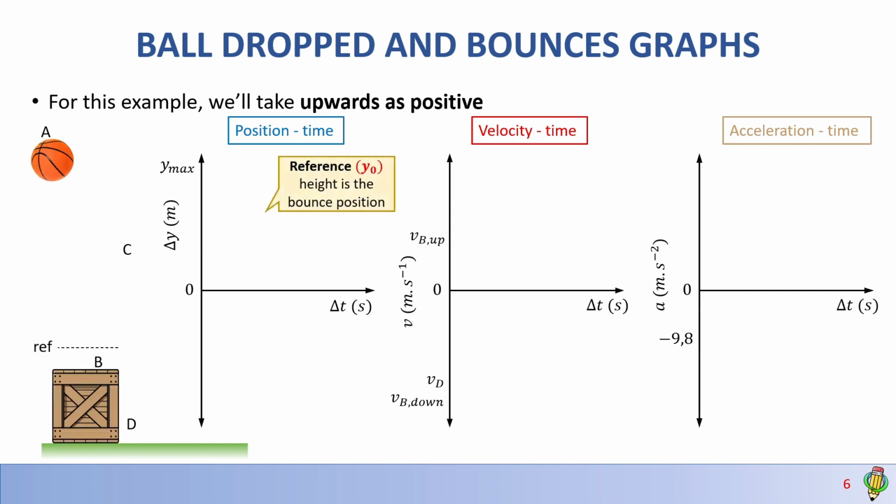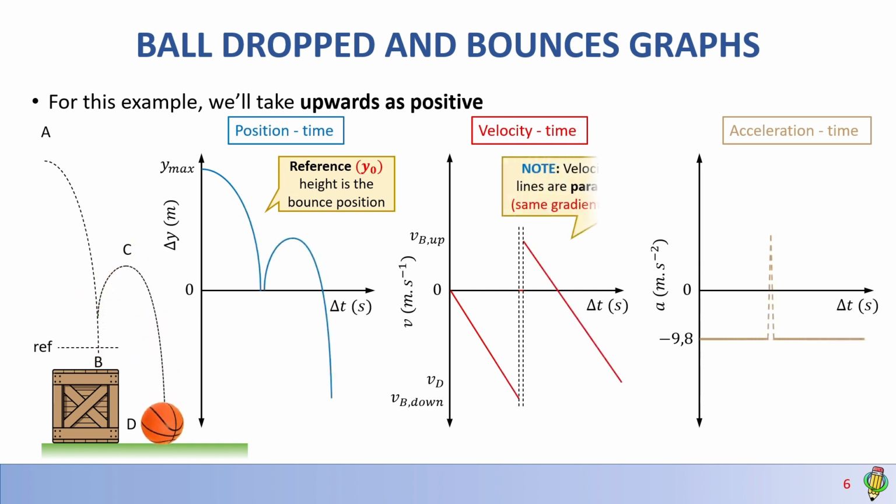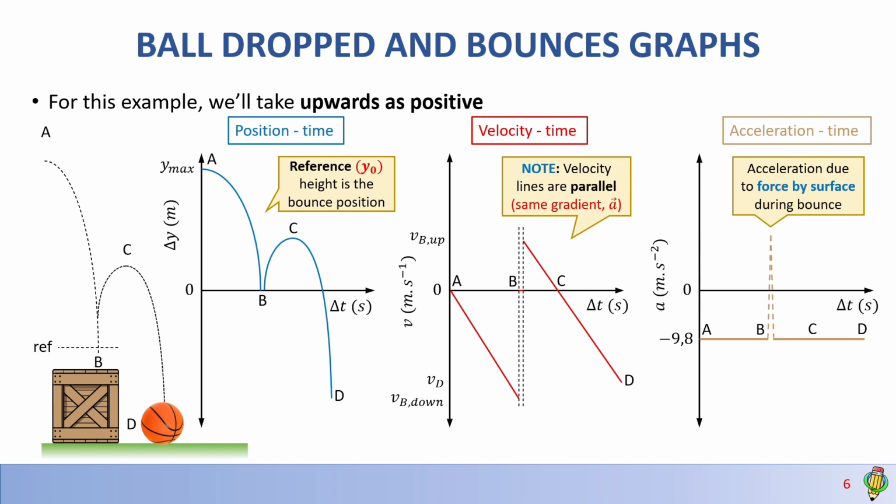We'll choose the reference position as the bounce position, or position B. Let's look at the graphs represented in real time. Let's go through the motion of the ball. So the ball was dropped at point A. So this means the initial velocity there is 0 meters per second.